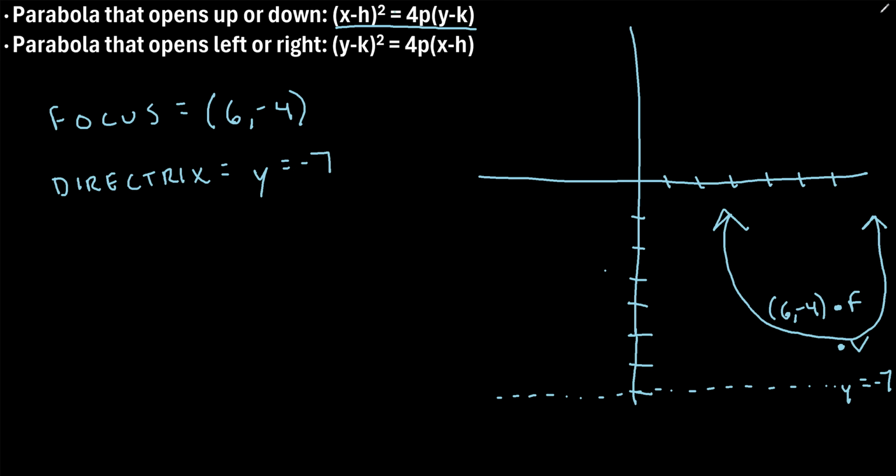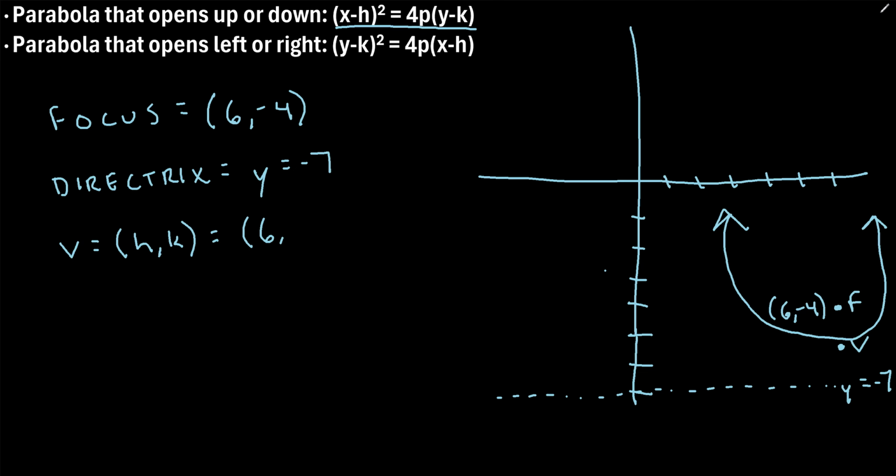The x minus h squared is equal to 4p times y minus k. So we need to figure out what is h, what is p, and what is k. Well, the vertex of this particular equation will have the coordinates h, comma k. So how can we figure out what is h and what is k? Well, h is the x coordinate, and we know that that will be the exact same x coordinate as the focus. So we know that h will be equal to 6.